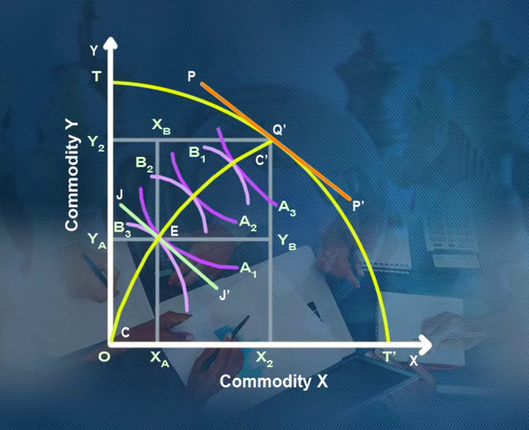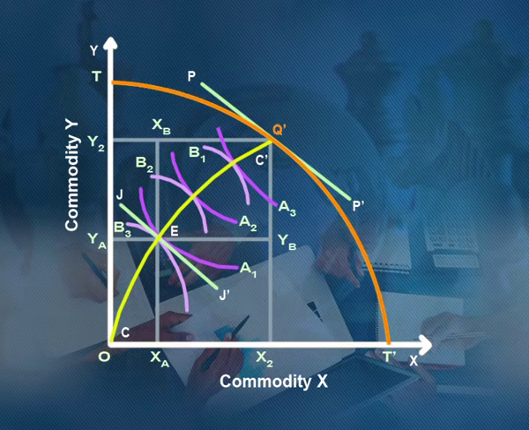As measured by the slope of PP', there is general equilibrium of exchange or consumption as MRSXY of the two individuals are the same, their indifference curves being tangent to each other at point E. There is joint equilibrium of production and exchange as the MRTXY, which determines the price ratio Px by Py at point Q', also equals the MRSXY of the two individuals at the consumption equilibrium point E.